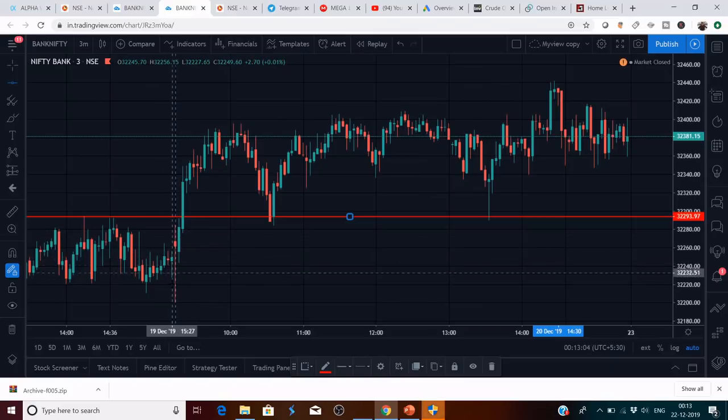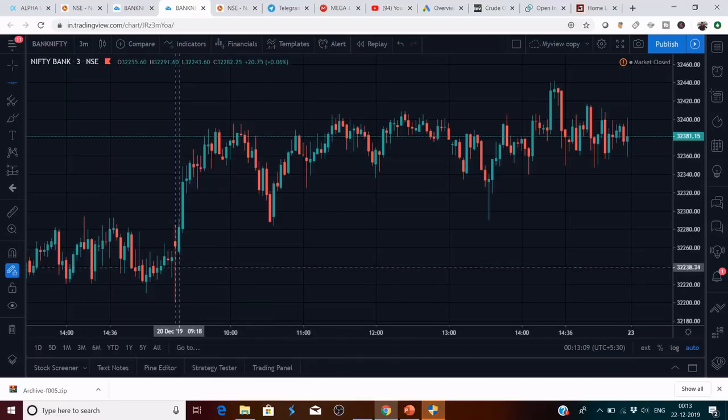See, this was the first candle. Market opened here, and there was an up move, and after that a high formed, and this was the low of the market, and it stayed in the range throughout the day. And if you can see, the market closed at 32381, and you'll notice that it has spent the maximum amount of time during the day at the same price. So it was completely in a sideways trend on a Friday.